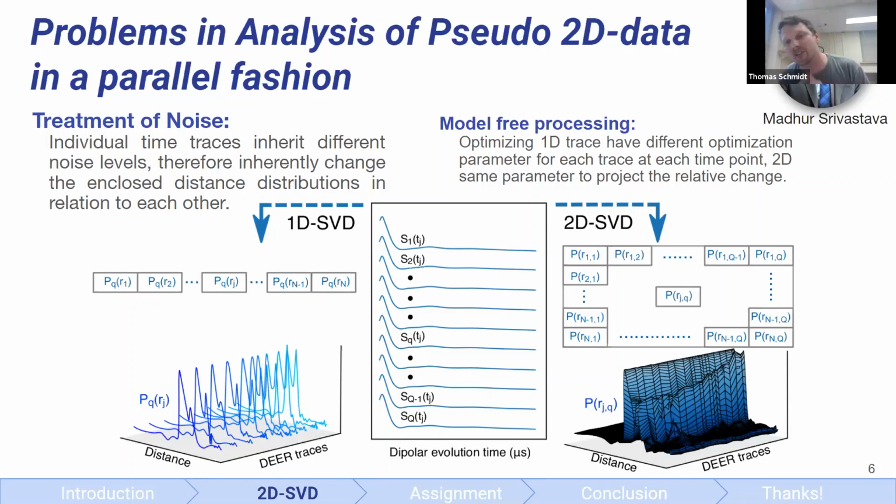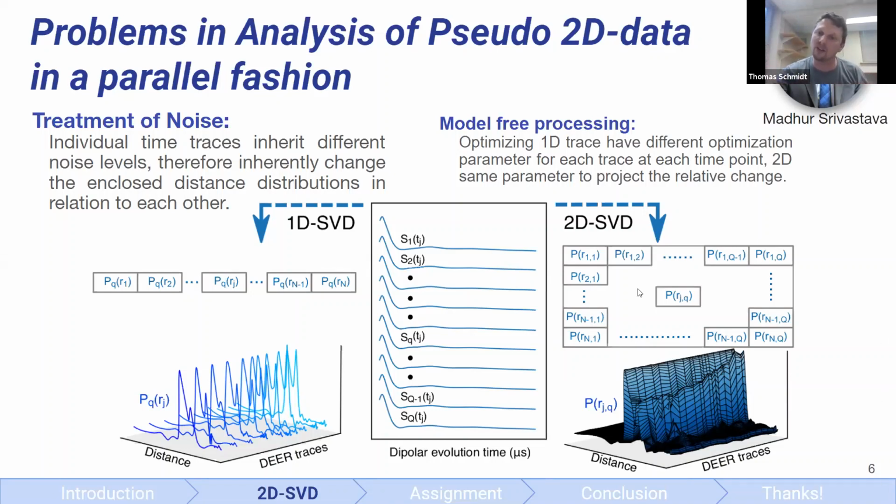However, what we decided to do, and this was largely done by Madhuro Srivastava, who came up with that method, is to rather use, instead of a 1D SVD, a 2D SVD method. Now, in this case, we stack all the traces on top of each other. We know there are some populations in there, and we think that all of those different time points are correlated in time with each other. So they are all seeing each other.